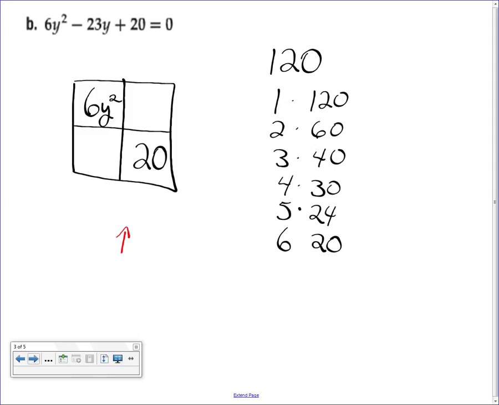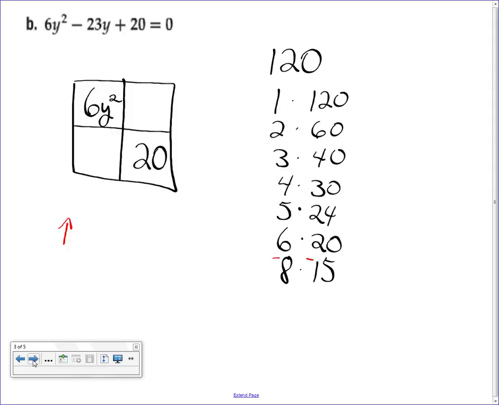Okay, 7 will not go into 120. Let's try 8. Okay, 8 goes into 120 15 times. If you take a look at these two numbers, 8 and 15, they multiply to give us 120, and they add to give us 23. However, remember, we need a negative 23. So what we're going to do is use a negative 8 and a negative 15.